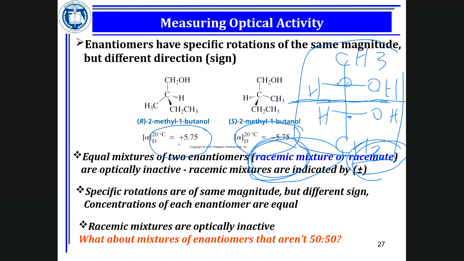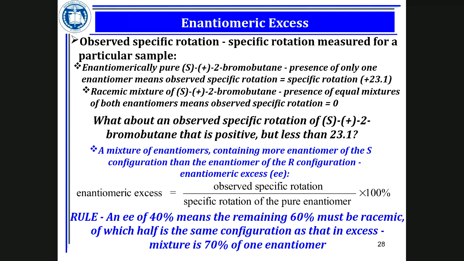If you have a meso compound, or a racemic mixture, which is a 50-50% mixture, if your compound is not chiral, then it would not have optical activity. Okay, do you have any questions for me?